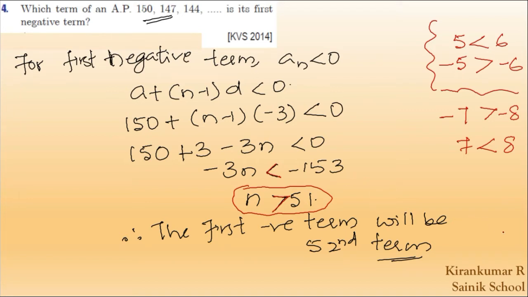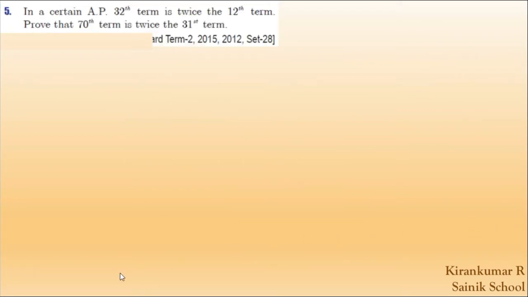Let's solve the next question. The question here is: in a certain arithmetic progression, the 32nd term is twice the 12th term. Prove that the 70th term is twice the 31st term.